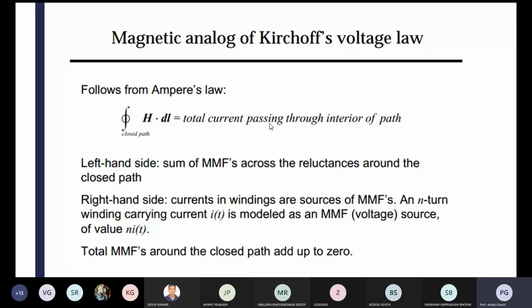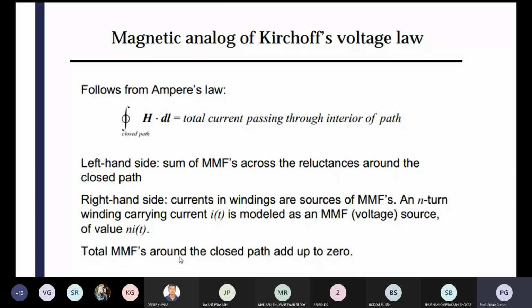So the integral of H dl, for the left-hand side, equals the sum of all the mmf, the sum of all the mmf across the reluctances around the closed path. The right-hand side equals the current in the windings, which are the sources of mmf. An N-turn winding carrying the current I is modeled as an mmf, a voltage source of value N times I. The total mmf around the closed path adds up to zero.